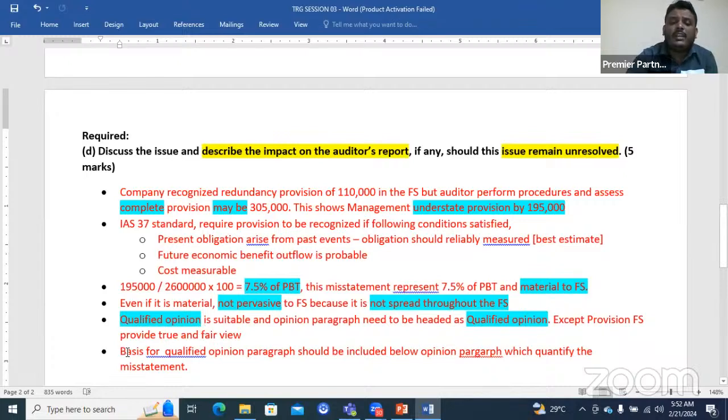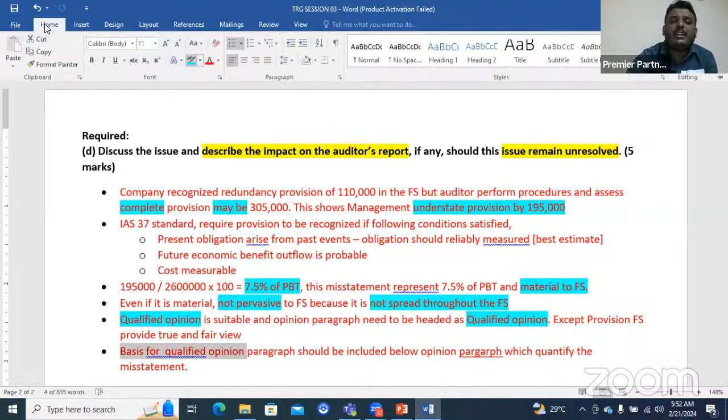After that, you should include the basis for qualified opinion. See, the basis for opinion paragraph generally comes after the opinion paragraph. But here, since the opinion is a qualified opinion, we should provide the basis for qualified opinion. What is the basis for qualified opinion? We are going to quantify the misstatement. Why did such a misstatement arise? We should explain that reason under the basis for qualified opinion. So if you follow all these things, you will get full marks.